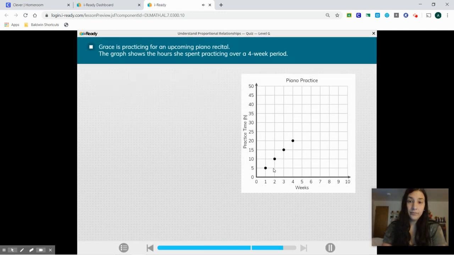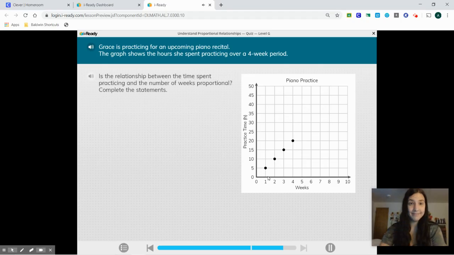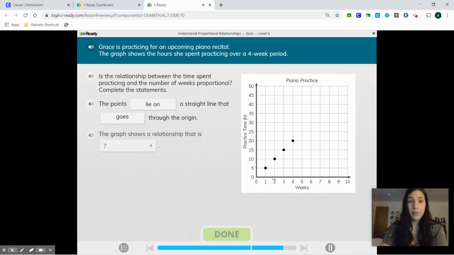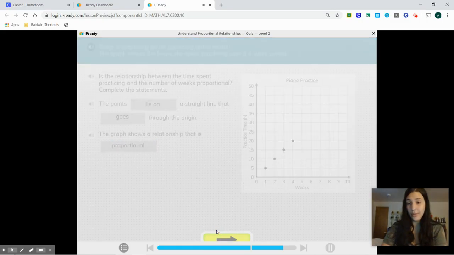Grace is practicing for an upcoming piano recital. The graph shows the hours she spent practicing over a 4-week period. Straight line through the origin. Proportional relationship. Is the relationship between the time spent practicing and the number of weeks proportional? So yes. Complete the statements. Straight line that goes through the origin. And what's our constant? 5 divided by 1, which would give us a constant of 5, which we don't even have to do here.